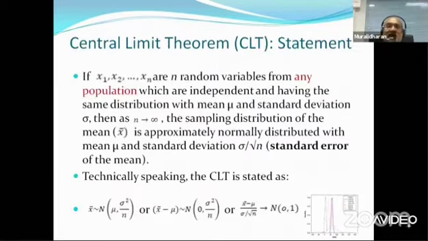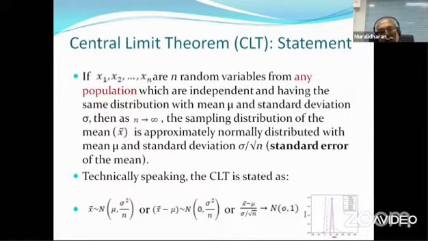Okay, let us see the statement in general. I'm quoting that theorem as it was quoted in reference books and textbooks. So very important. Now, if x1, x2, etc., xn are n random variables from any population, which are independent and have the same distribution with mean mu and standard deviation sigma, then as n tends to infinity, the sampling distribution of the mean x bar is approximately normally distributed with mean mu and standard deviation sigma by root n.